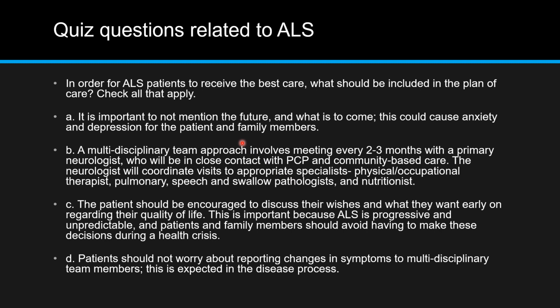A, it is important not to mention the future and what's to come. This could cause anxiety and depression is incorrect. Although it may cause anxiety and depression, it is important for family members and patients to discuss what is to come. The disease is progressive. You don't want to be making decisions when there's a life-threatening crisis going on. You're not thinking clearly. It's not going to promote what the patient wants and the quality of life of patients.